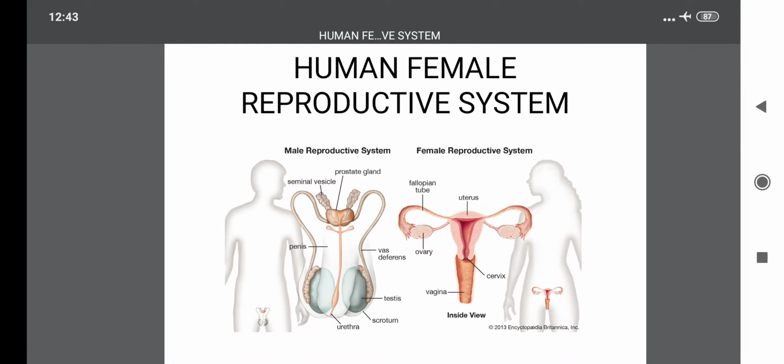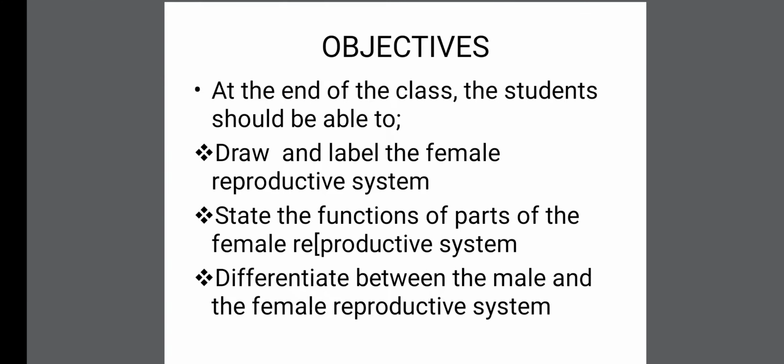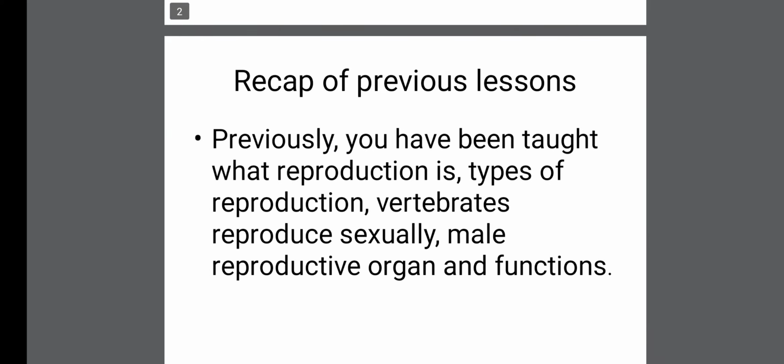Let's proceed with the second part of the human reproductive system we started last week. Today, we are going to look at the human female reproductive system. At the end of the class, I expect you students to be able to draw and label the female reproductive system, state the functions of parts of the female reproductive system, and also differentiate between the male and the female reproductive system.